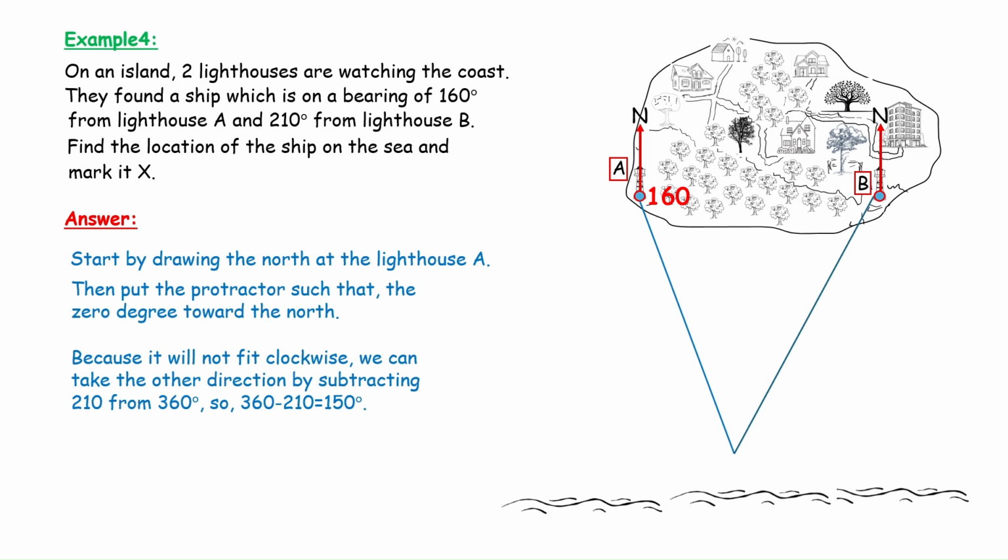The 2 lines will meet at one point. This point will be the spot of the ship. Mark it X as required. And here is our ship, moving to the spot.